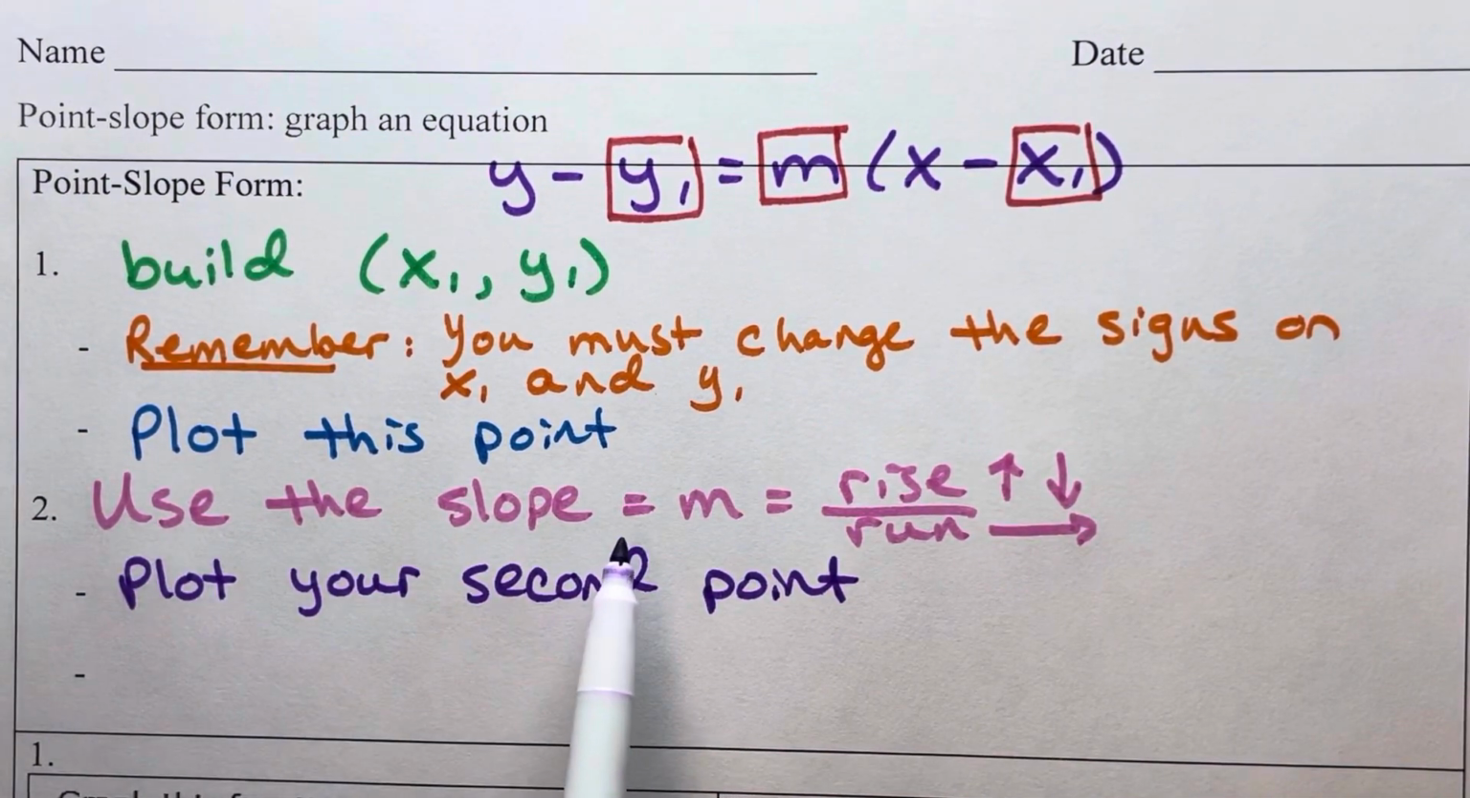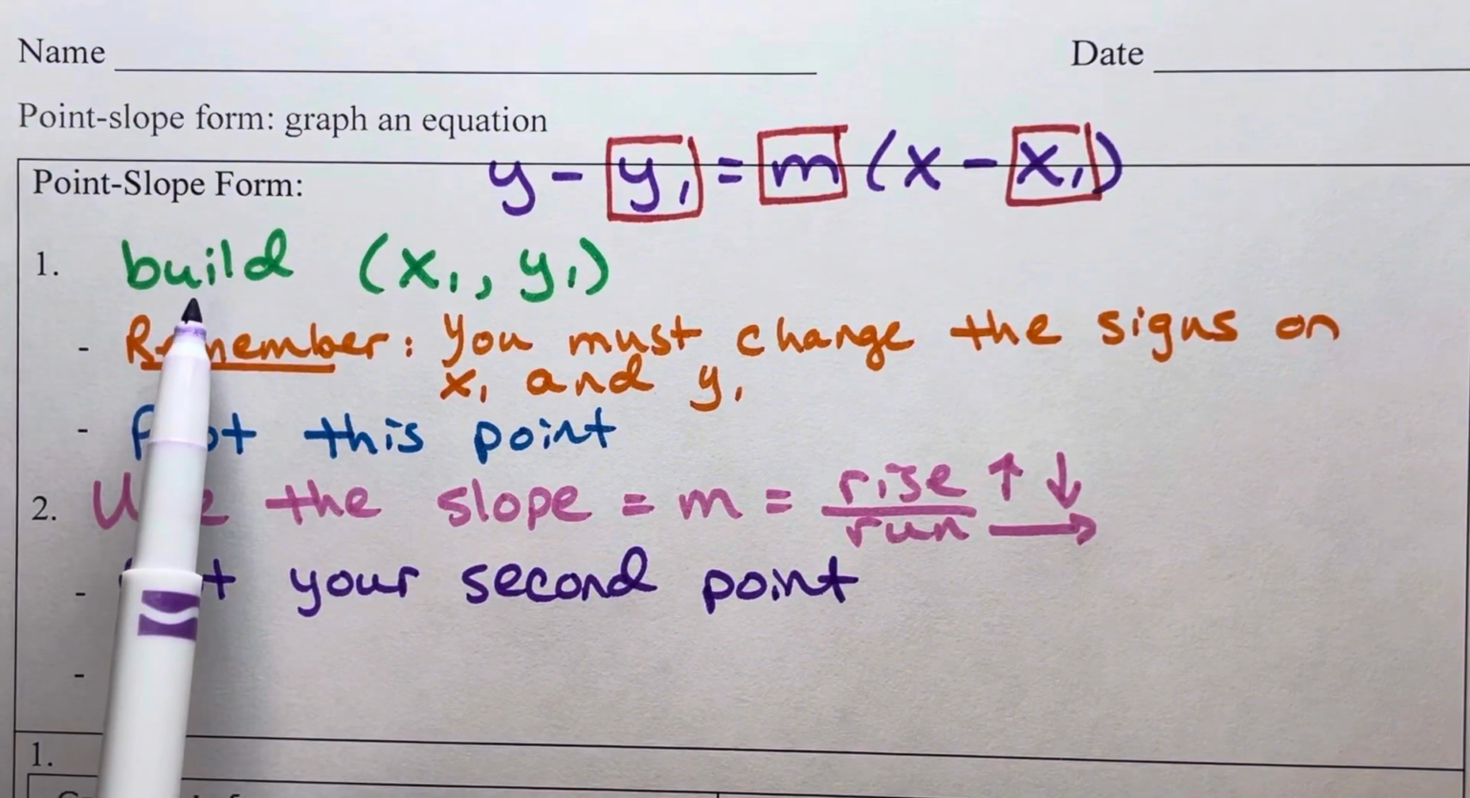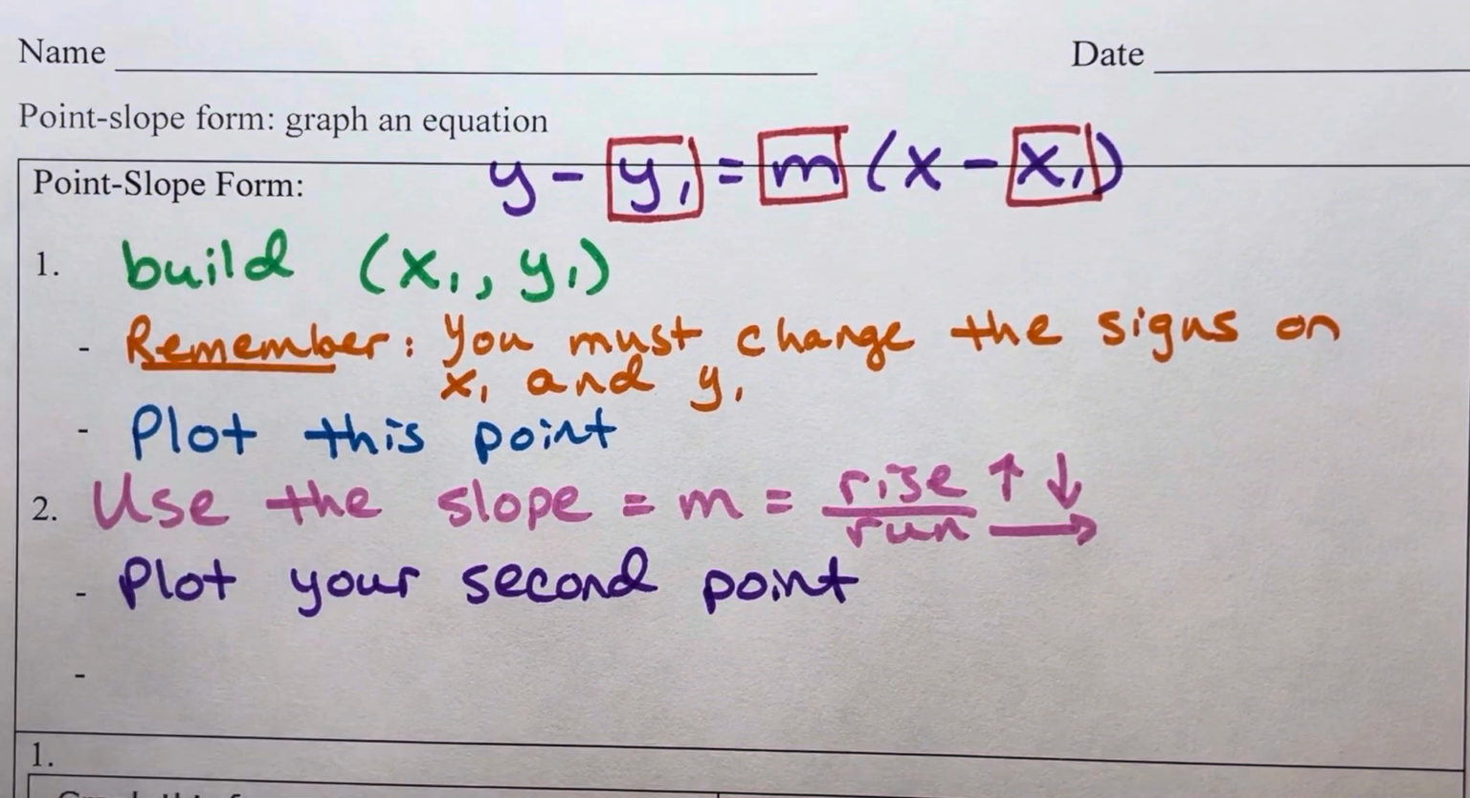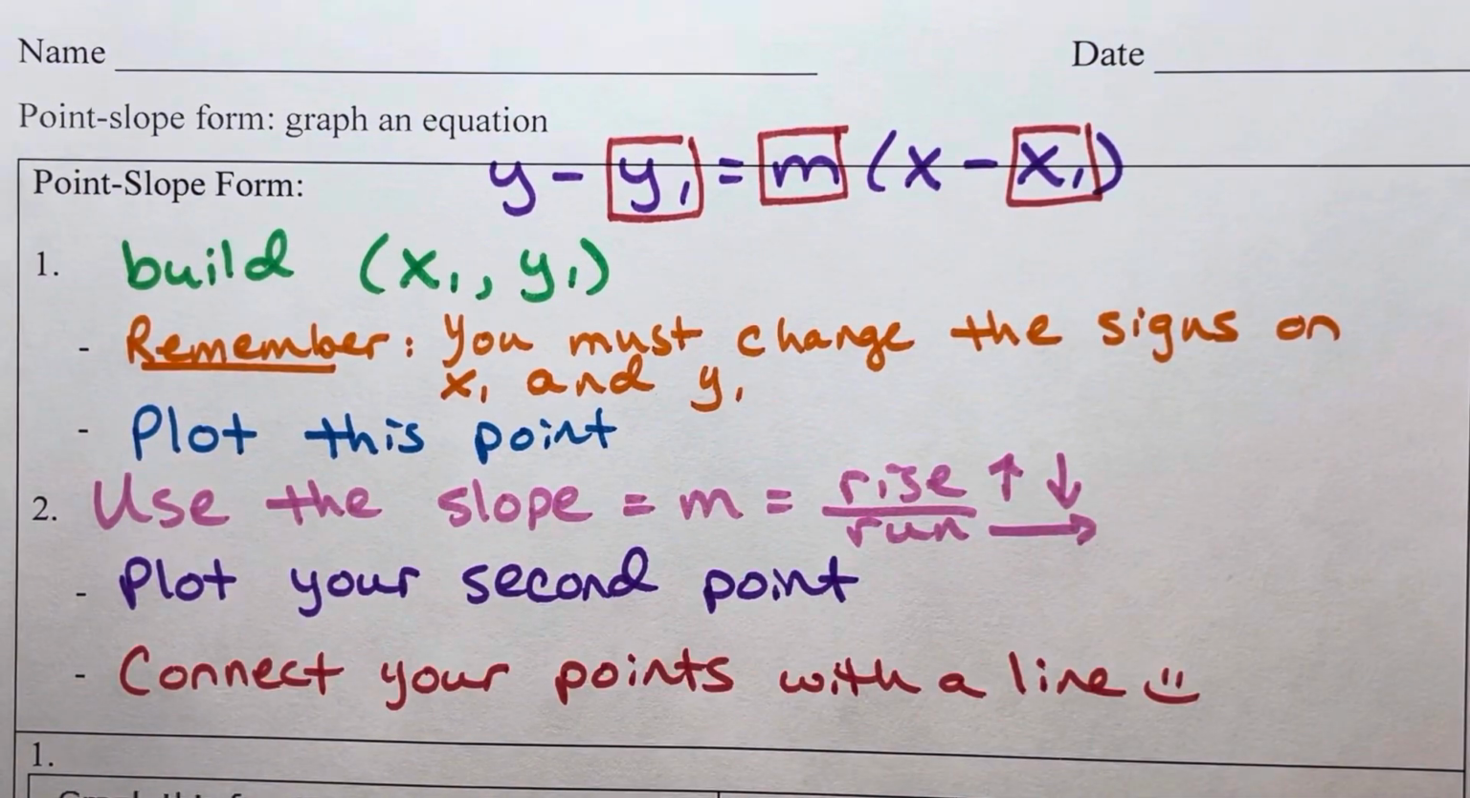So using your slope from the location of the point that we built in step 1, you are going to plot your second point. And if you are doing this work on paper by hand, you will then connect your points with a straight edge to make a nice long continuous line. Let's see how this process works with our examples.